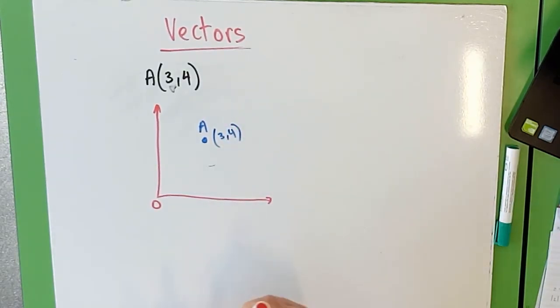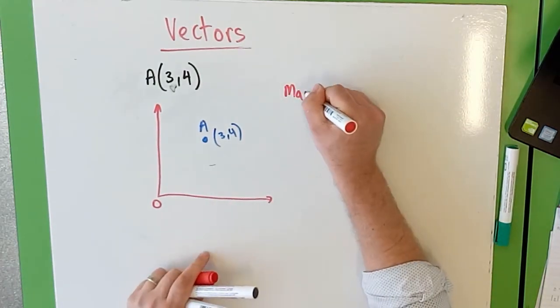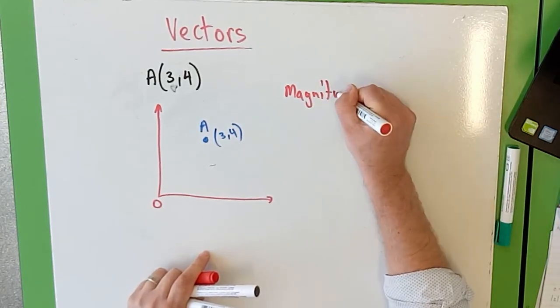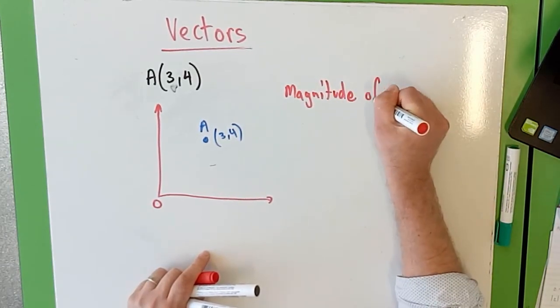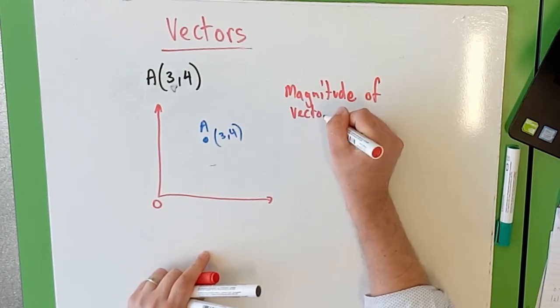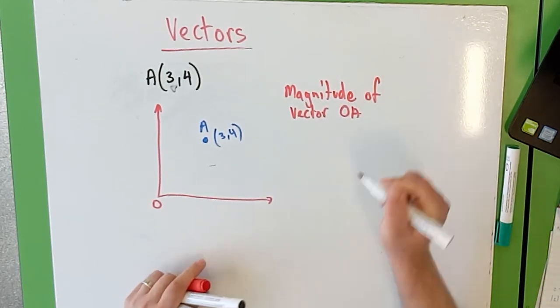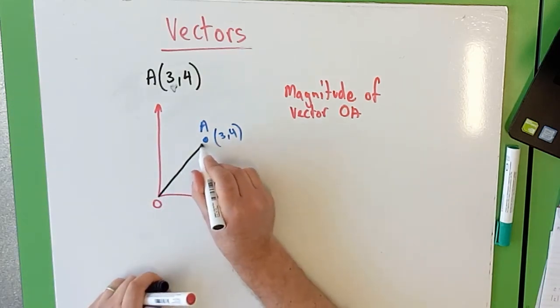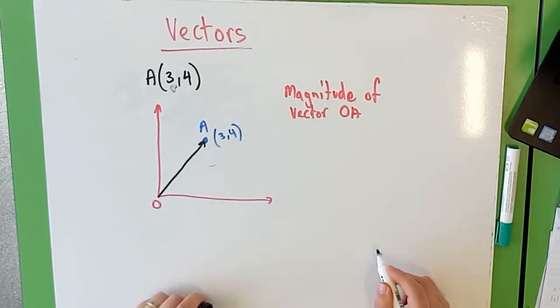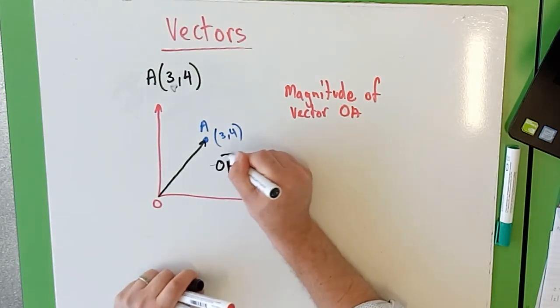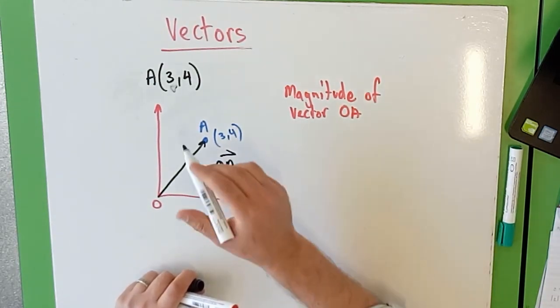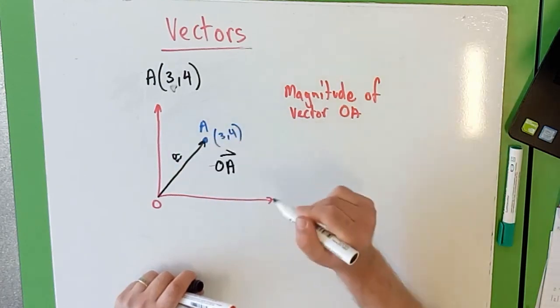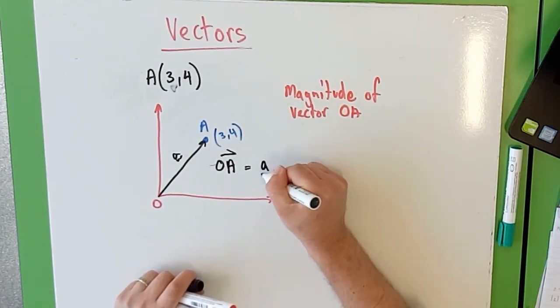I want to find the magnitude of the vector OA. From the origin to the point A, there's my vector OA. And if I am sick of writing that, I can call that just a letter. Let's call it a.